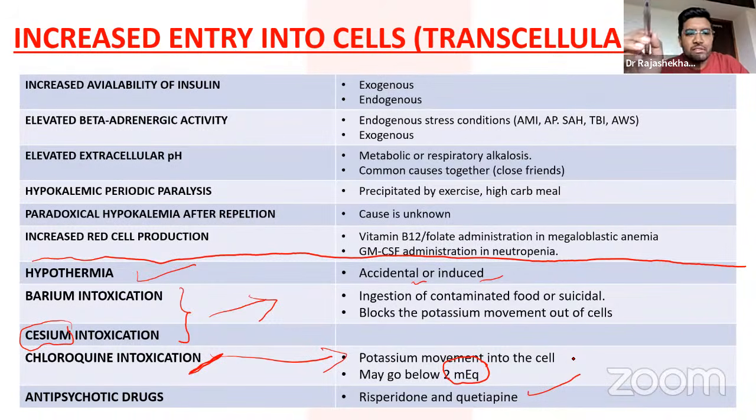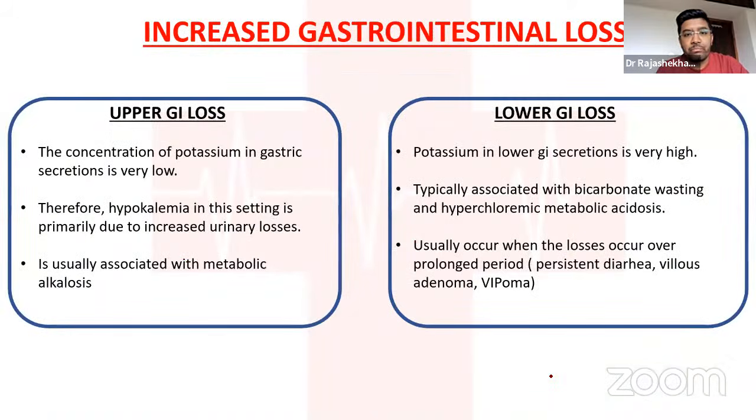So if you see the drugs which can cause hypokalemia here, it is the insulin, which comes first, and any beta-2 agonists, and vitamin B12 and folate, and chloroquine, which is an anti-malarial drug, and the atypical antipsychotic drugs, that is risperidone and quetiapine. So if you know this basic chart, you can answer the questions relating to this particular condition in the exams.